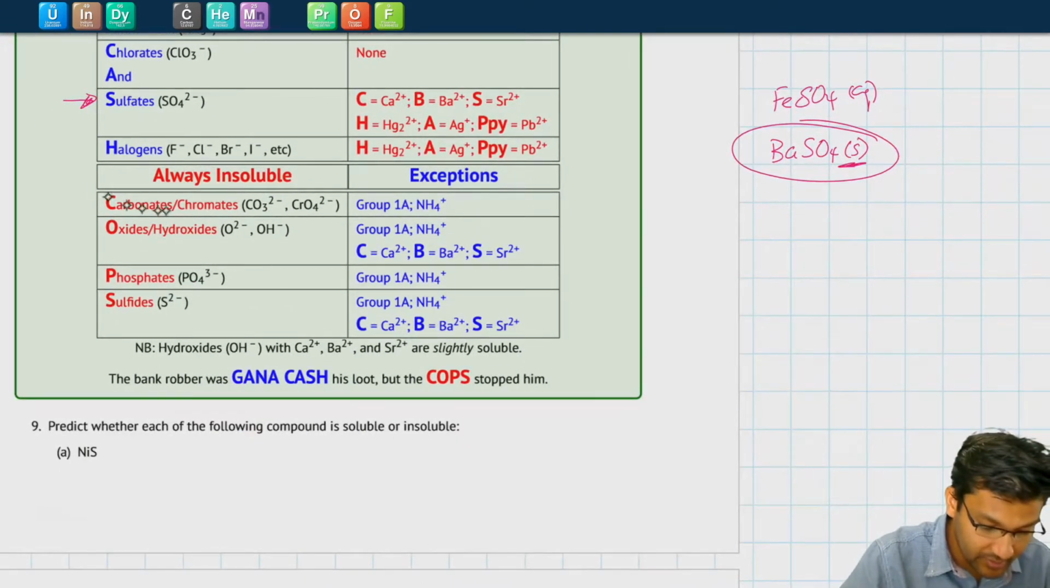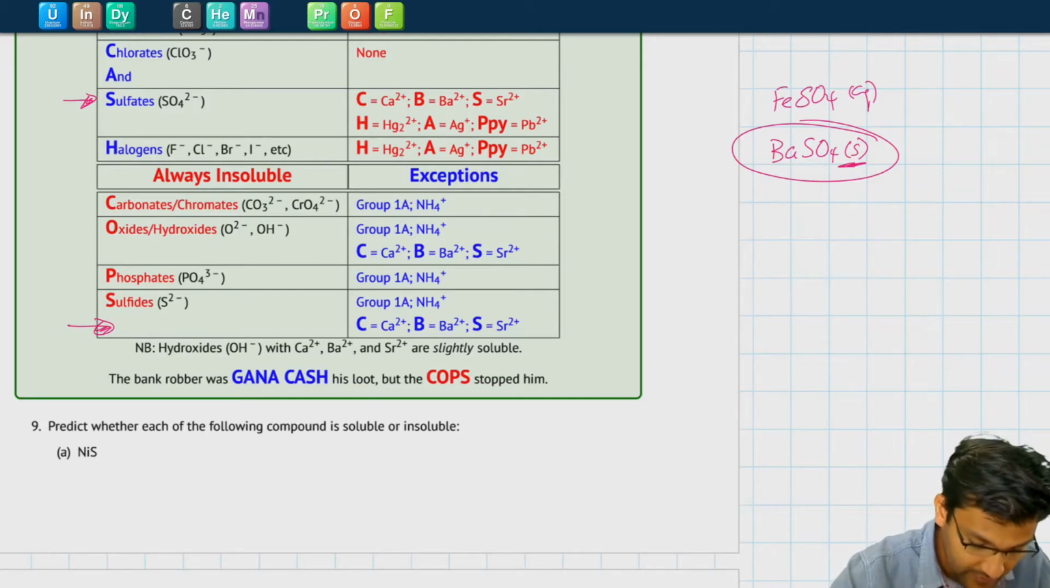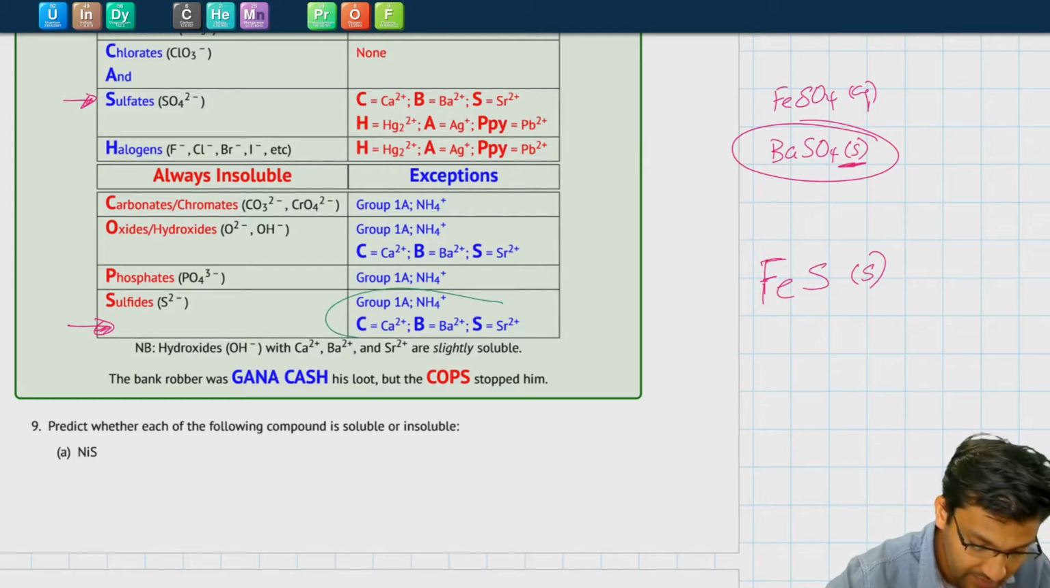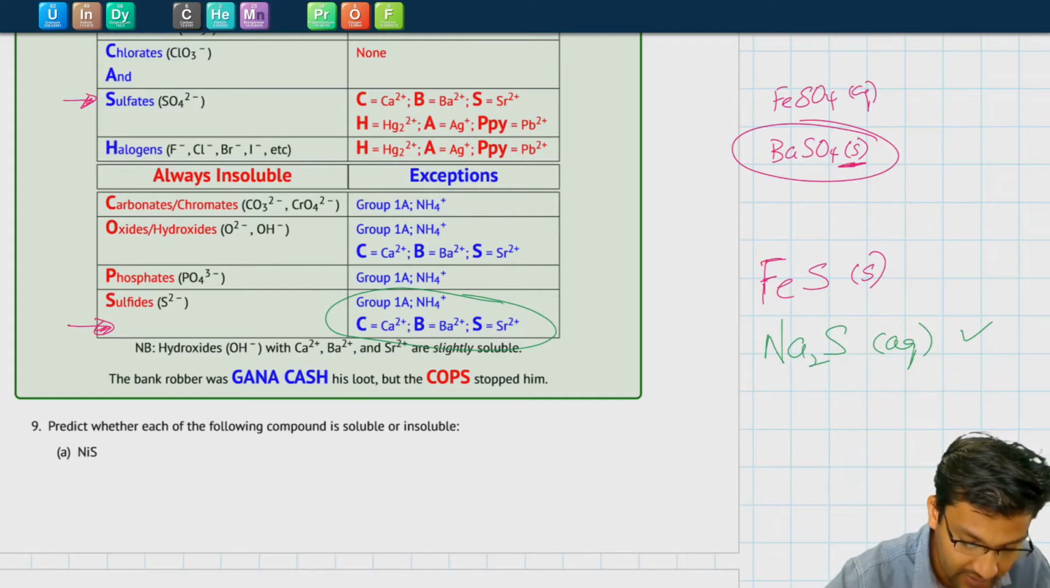In the bottom part of the table, we have compounds that are always going to be insoluble with some exceptions. For example, let's look at sulfides. Sulfides are always going to be insoluble. So if we had, let's say, iron 2 sulfide, FeS, it's going to be insoluble, so solid, except if we have any one of these exceptions. One of the exceptions is group 1A, so anything with sodium is going to be soluble, so aqueous. Or calcium, barium, and strontium. So if we have calcium sulfide, that's also an exception, it's going to be soluble.